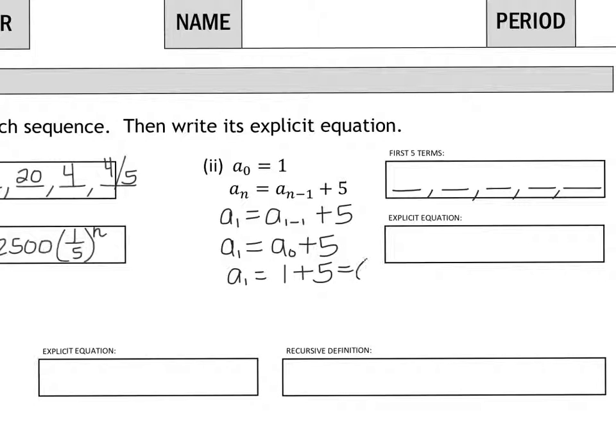First term is 6, but we can see here that all we're doing is taking the term before and adding 5. So if we keep doing that, to find the second term, I'm going to take the 6 and add 5 to it, and then keep adding 5 to get the remaining terms. So this is an arithmetic equation, so the explicit equation would give us an initial value of 1 and then plus 5n.